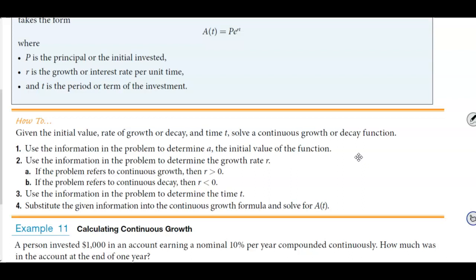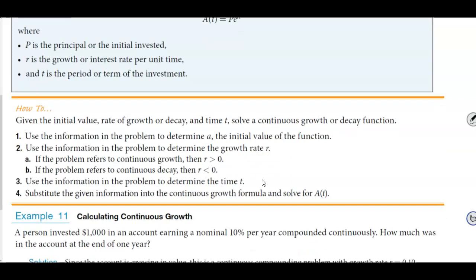If the problem refers to continuous growth, then that means r is going to be greater than 0. If the problem refers to continuous decay, then we know that r is going to be less than 0. And then we're going to use the information in the problem to determine the time t. Step 4, we're going to substitute the given information into the continuous growth formula and solve for A of t.